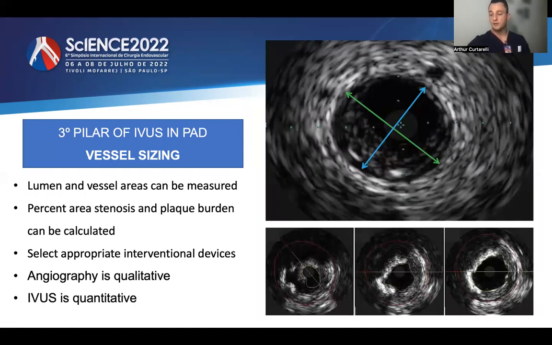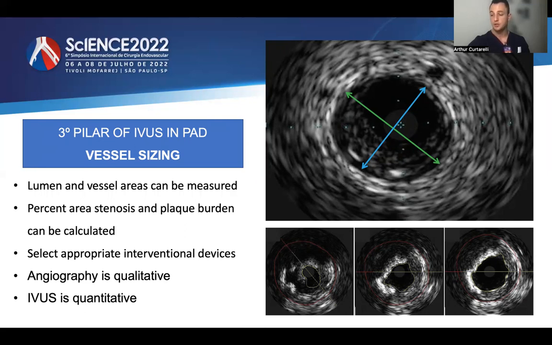The third pillar of IVUS in PAD is the vessel sizing, and it is very important because vessel sizing is the way to select the correct device. Lumen and vessel areas can be measured, and the percentage of area stenosis and the plaque burden can be calculated. Over- and undersizing of balloon and stent for PAD result in increased barotrauma and vessel injury, or residual stenosis that we call recoil, and both conditions have been associated with a reduction of patency, obviously.